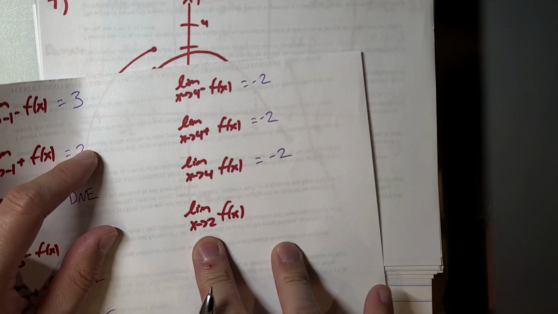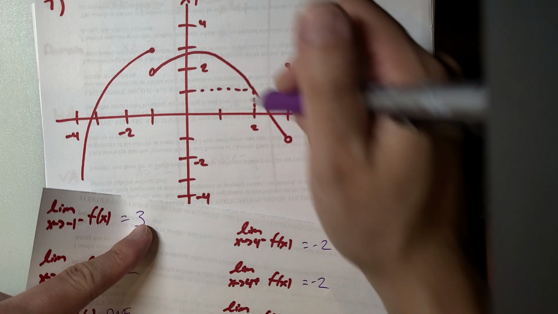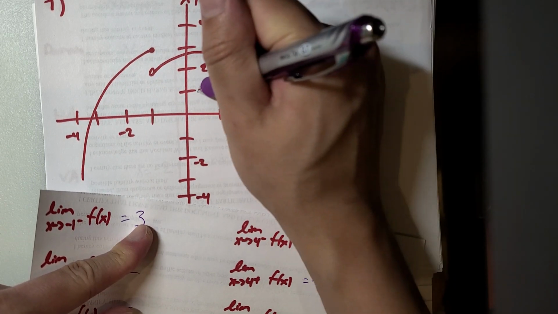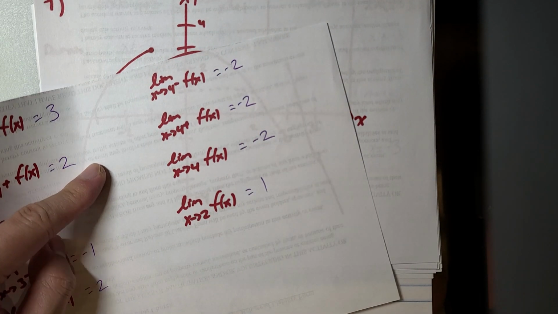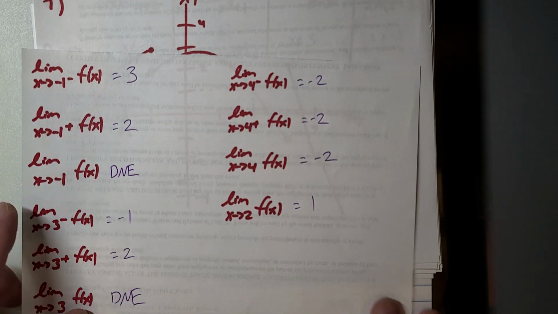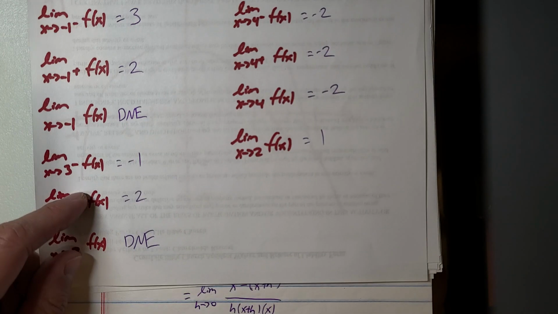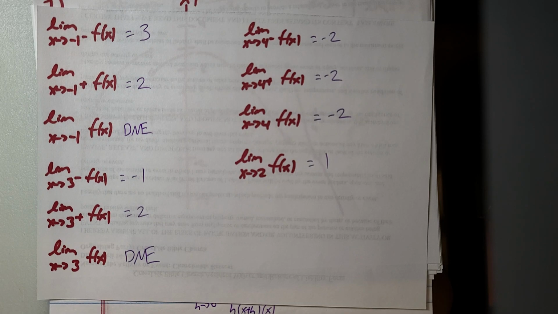Okay, and this one's the easy one. Limit as x goes to 2. That's here. This is continuous there, so that's easy. That's just 1. Okay, so that's how you do this type of problem when you look at a graph and you find these limits.